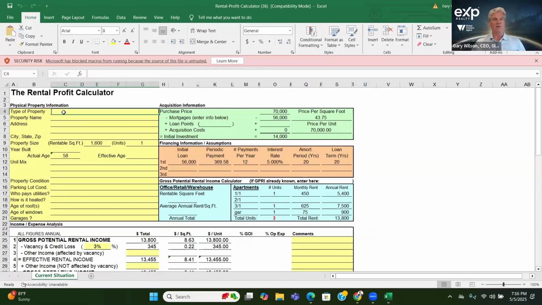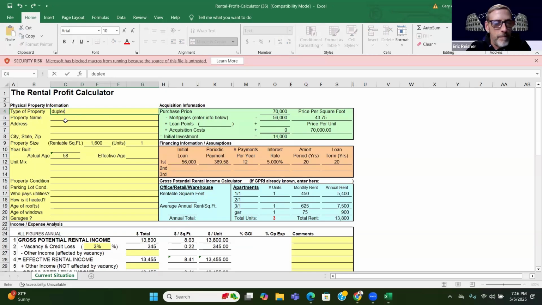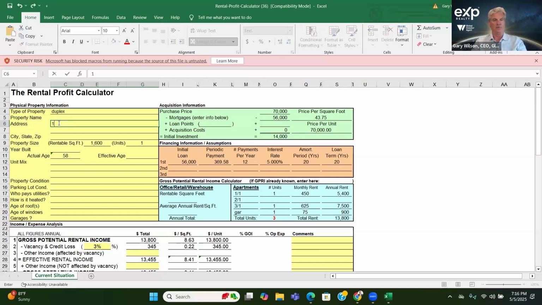So the first thing we do is always type in the type of property. So you said a duplex. Yep. So if you look in the yellow, I just put the word duplex there and address, we'll just say 123 Main. You get the idea that the yellow is editable. You can type in there. Okay. And you can type in the green too. So in any case, what would you say is a good purchase price for that property?